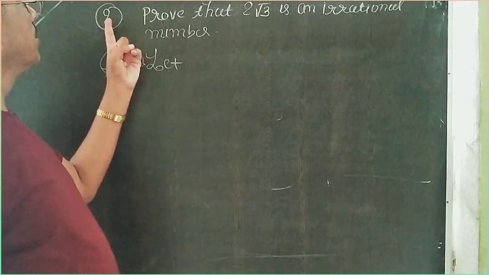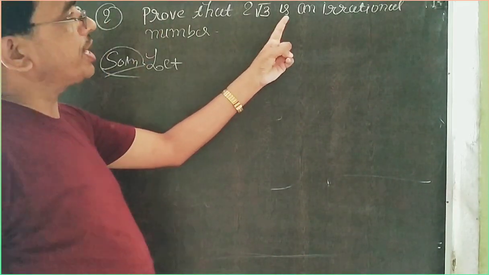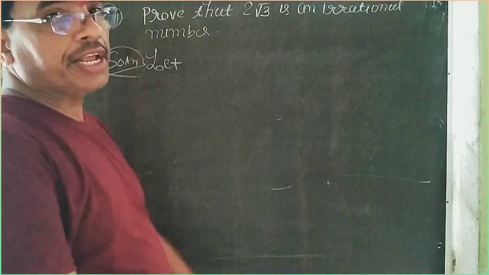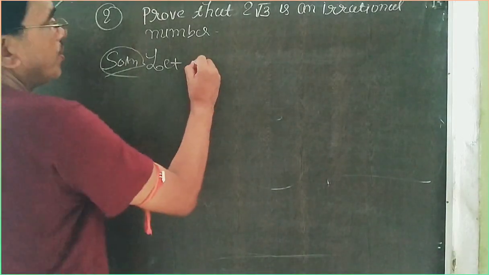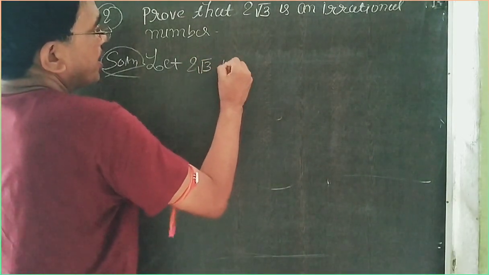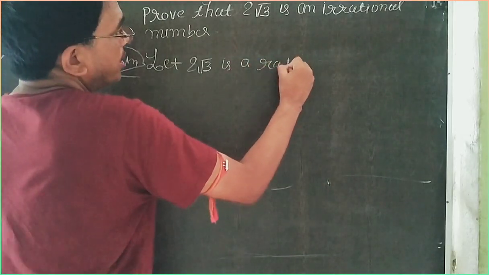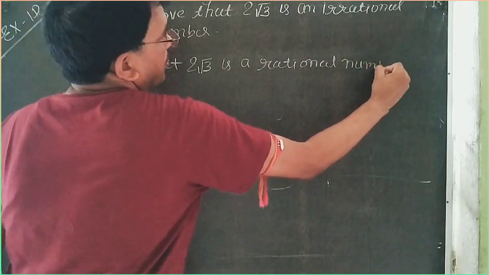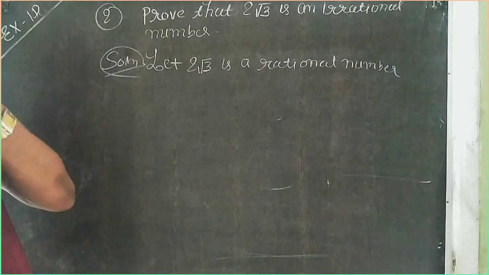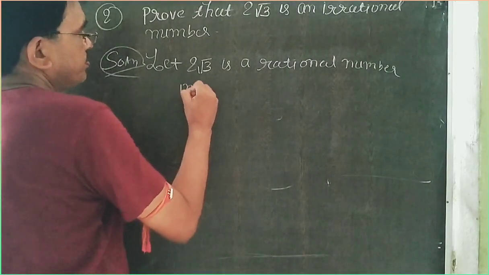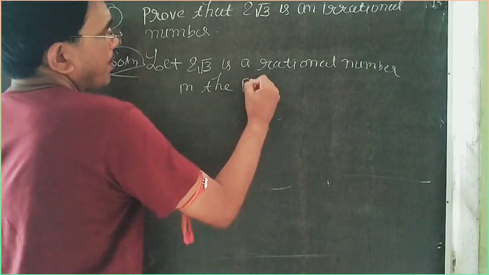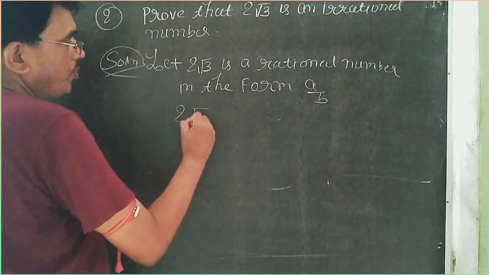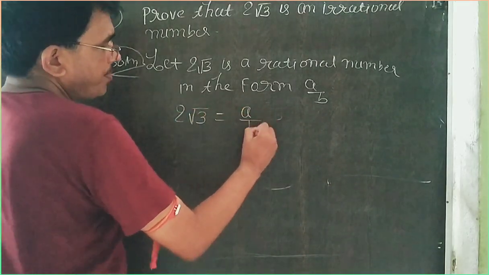Next question: prove that 2 root 3 is an irrational number. So write: let 2 root 3 be a rational number in the form of a by b. So we write here 2 root 3 is equal to a by b.